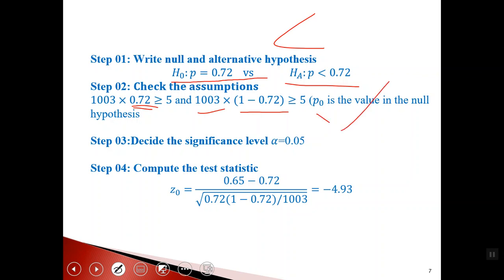Done. Next, you need to find the significance level. They have given 5%. So 5% means alpha is 0.05. Compute the test statistic by plugging the values into this formula. Okay, this is your p hat. This is your p naught. And again this is p naught. This is 1 minus p naught. This is sample n. So the value is negative 4.93.